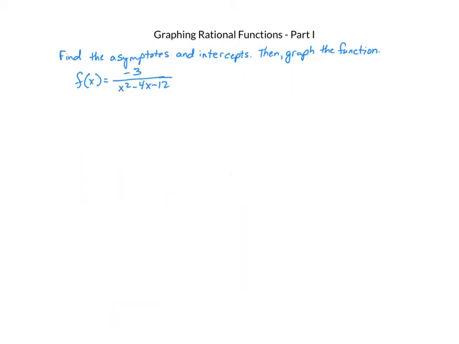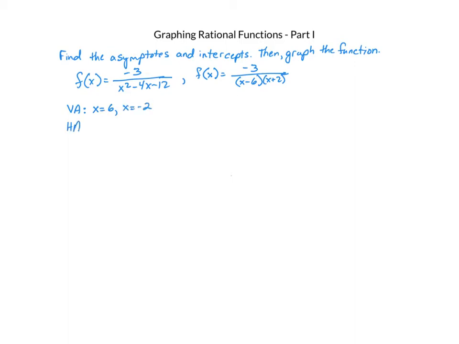Let's move on. This one will be f of x equals negative 3 over x squared minus 4x minus 12. So let's roll through the information that we need to get started. So vertical asymptotes, we know we need to look at the denominator. So let's factor the denominator. I'm just going to rewrite the function right here with the denominator factored. So we would have x minus 6 times x plus 2. Neither of those is a factor in the numerator. So we know we have a vertical asymptote at x equals 6 and another one at x equals negative 2.